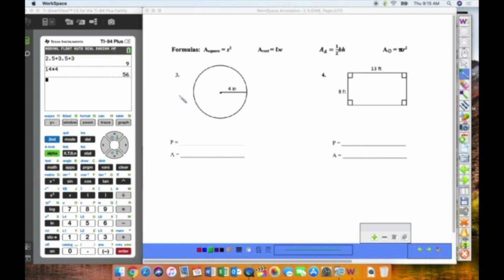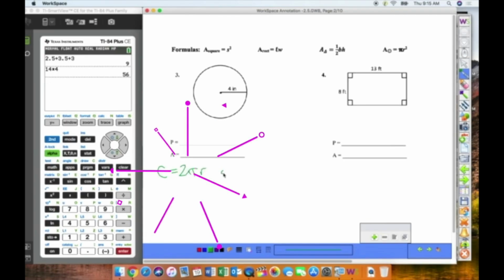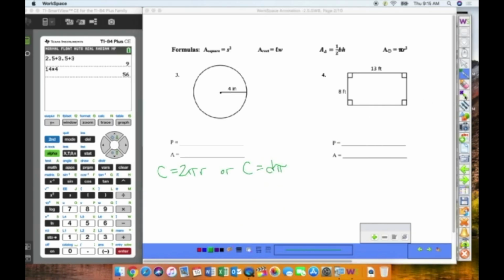All right, next guy is a circle. So the perimeter of the circle, there is no such thing as the perimeter of the circle. So we're going to show work on both perimeter and area. There is no perimeter of the circle, though. It's called circumference. So the circumference of a circle is either going to be 2 pi r or it's going to be circumference is diameter times pi. It just depends on what given information you have. They are the same thing. The diameter, if you remember, is twice the radius in that situation.